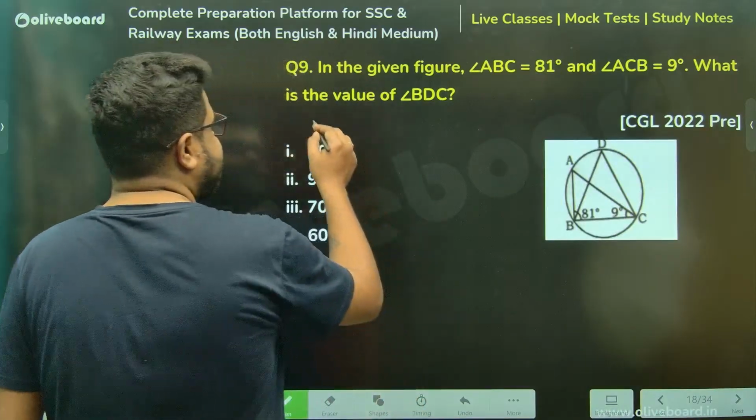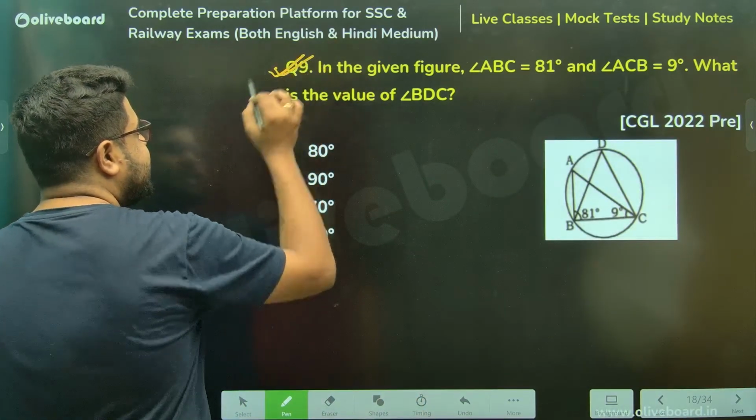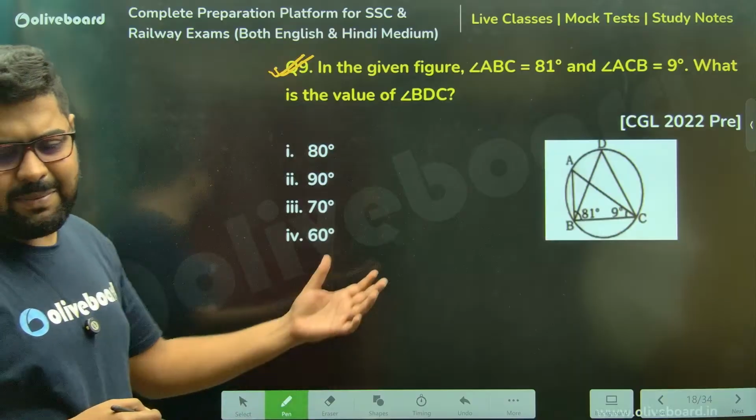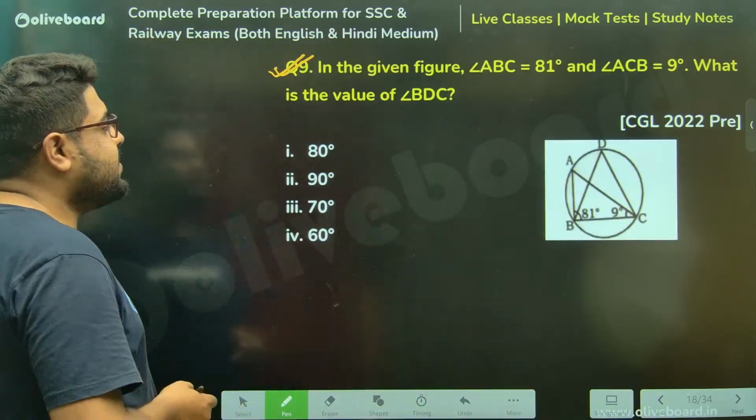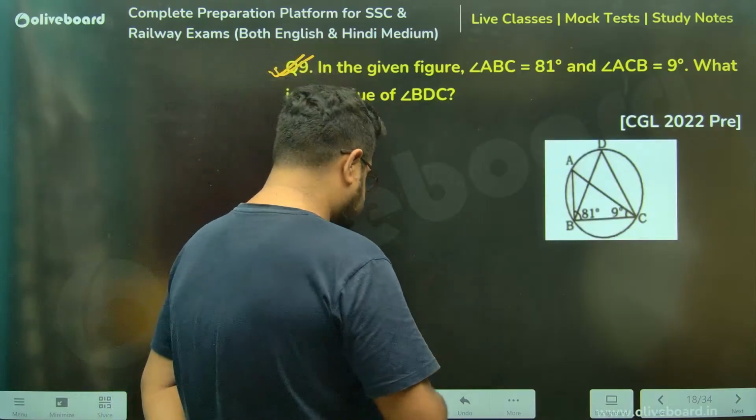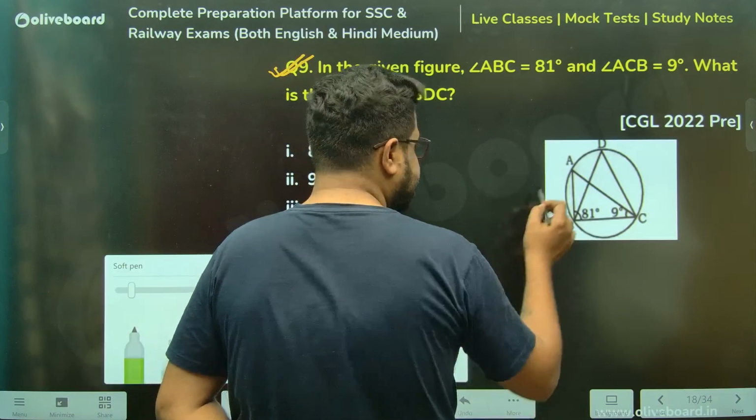Okay, next one, please. This is a CGL 2022 question. Very simple, actually. It looks very weird, intentionally, this has been done. Sir, what is BDC? Meaning they are asking you to find this angle, sir.